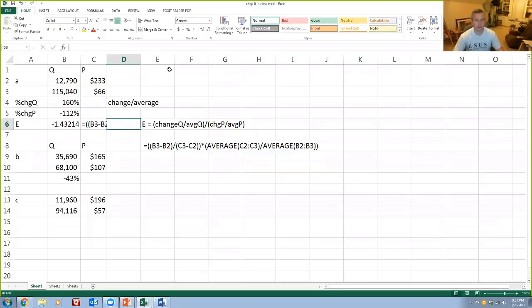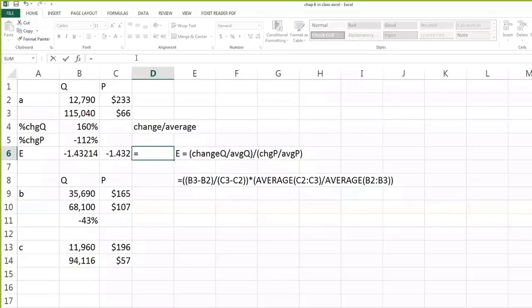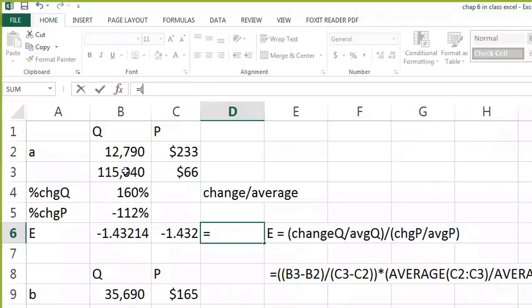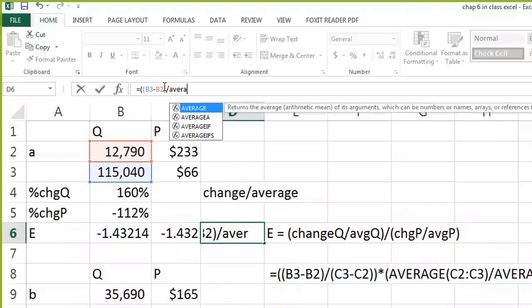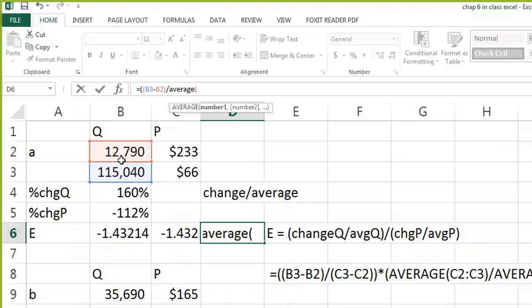Another way that I mentioned here in cell C6 is, again, to do the change of Q over the average Q, then divide all of that by the change of price over the average price. So I'm going to just do this myself. Equals the change of Q, so 115 minus that. Oh, I need another parentheses out front though. Then, so I did my change of Q divided by the average Q. Luckily, Excel has this fancy average function. I got to close that whole thing off.